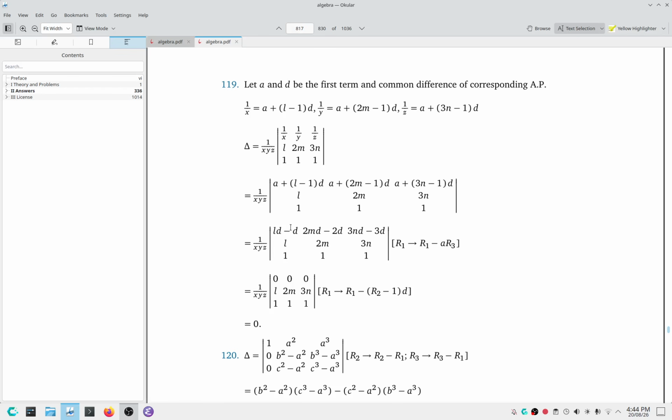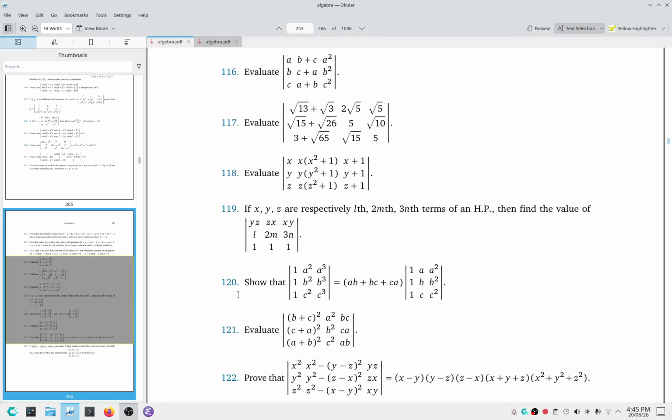Once you have that, you can take A common and it will become 1, 1, 1, which will be equal to the third row, so it will be 0. The other determinant which you will find by splitting will have (l − 1)D, (2n − 1)D, and (3n − 1)D, which is written here. Or instead of splitting, you can simply perform R1 = R1 − A·R3. So we are left with this. Once we have this, we do R1 = R1 − R2 plus 1 times D. Once we do that, our top row becomes 0. And we know that when an entire row is 0, the determinant will be 0.